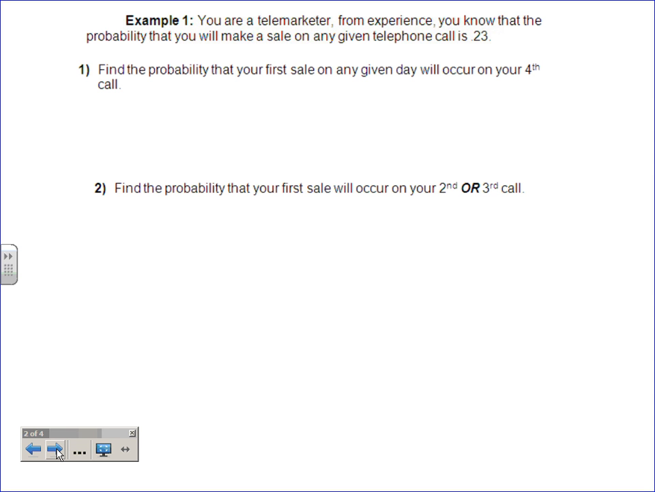Find the probability that your first sale on any given day will occur on the fourth call. So if we use the formula, X is going to be replaced with, it could happen on the first call or the second call or the third call, right, or the fourth. The one I'm concerned with is the fourth call.